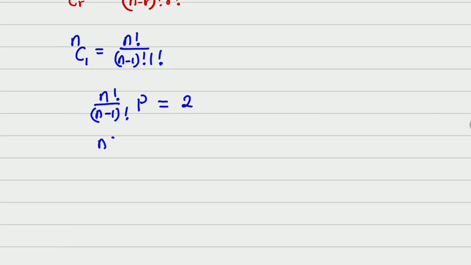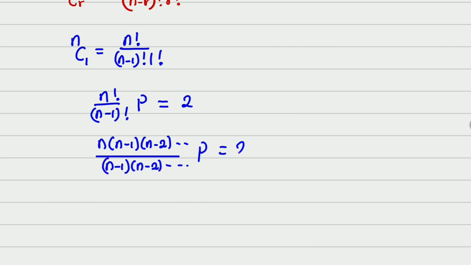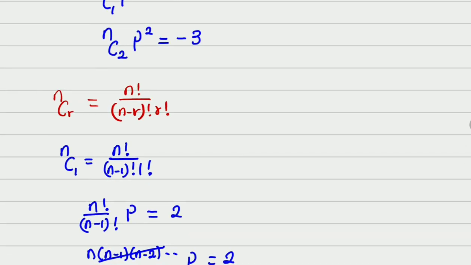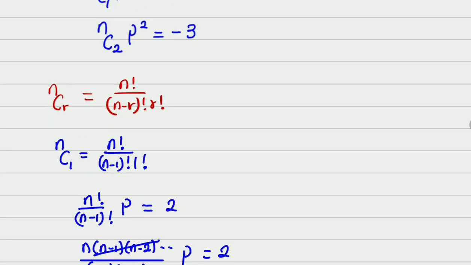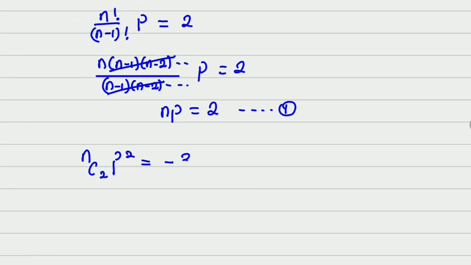Now, n factorial is n into n minus 1 into n minus 2, and it goes like that. Then this is going to be n minus 1, n minus 2, and it goes. Then p is equal to 2. Now you can see that everything here cancels everything here. So I'm going to have np equal to 2, and this is going to be my equation 1. Then I'll go quickly to the second, which is n combination 2, then p squared is equal to minus 3.